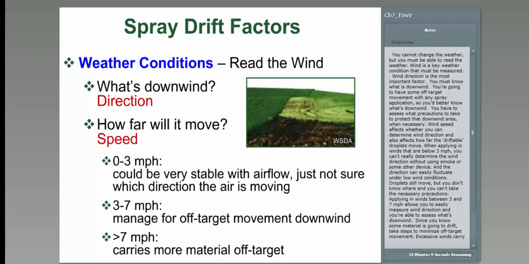Wind speed affects whether you can determine wind direction and also affects how far the driftable droplets move. When applying in winds that are below 3 miles per hour, you can't really determine the wind direction without using smoke or some other device, and the direction can easily fluctuate under low wind conditions. Droplets still move, but you don't know where, and you can't take the necessary precautions. Applying in winds between 3 and 7 miles per hour allows you to easily measure wind direction, and you're able to assess what's downwind.